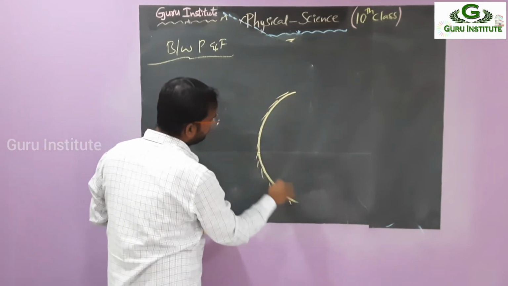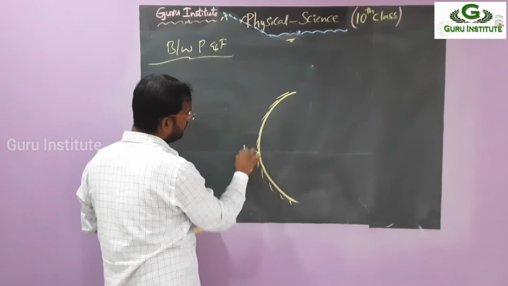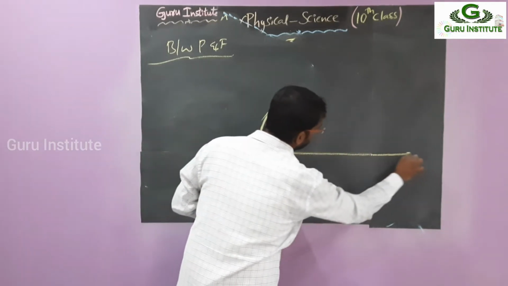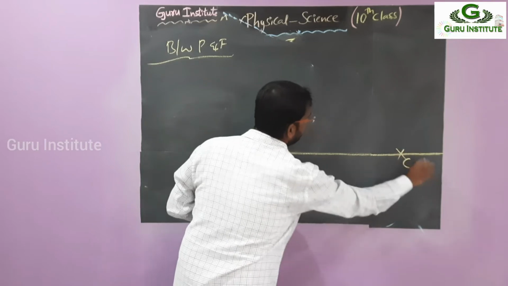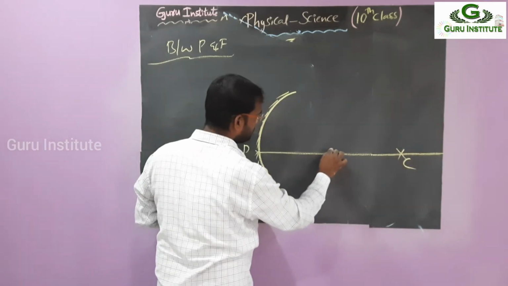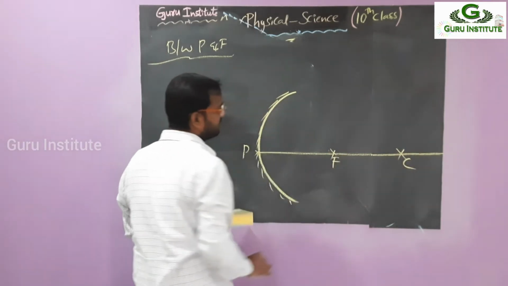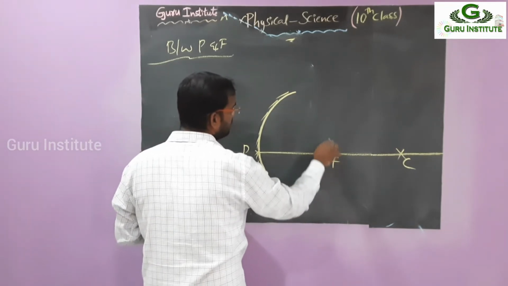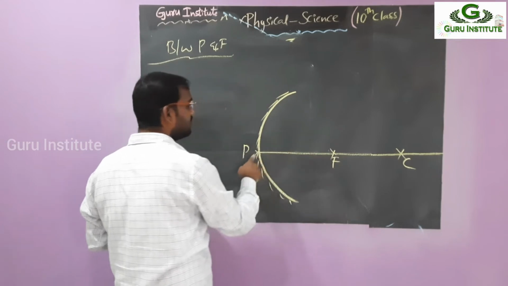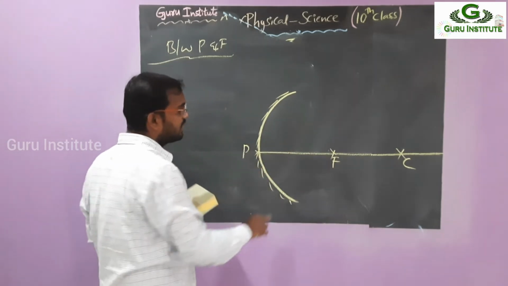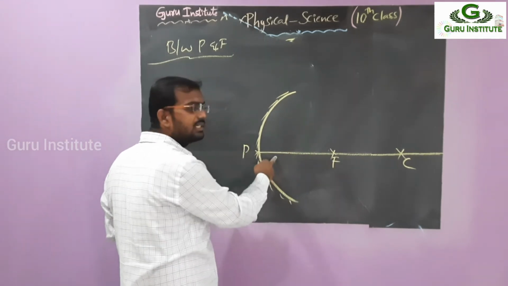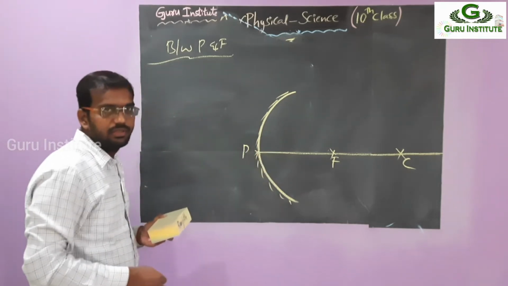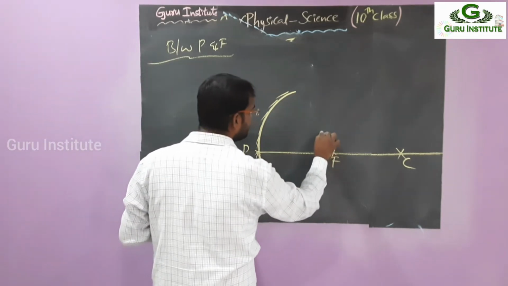Again shading we are taking. It's the pole. It's the principal axis. Center of curvature. It's the focus F. Now we have to take the object between P and F. You can take it wherever you like here. For drawing clarity, I am taking it nearer to F. If you take it here, our drawing would be a little bit confusing. So that's why I am taking it here.